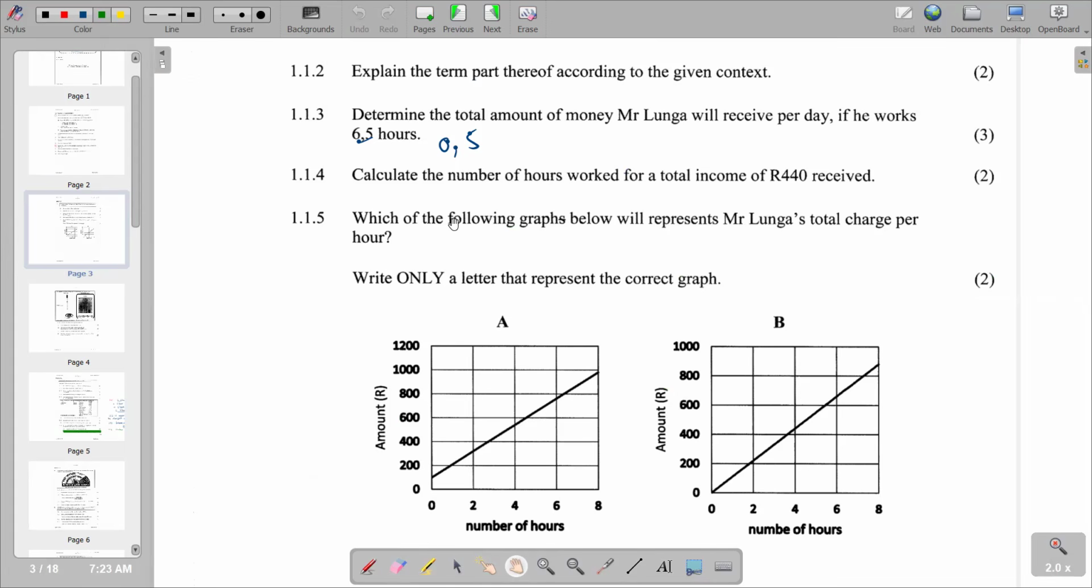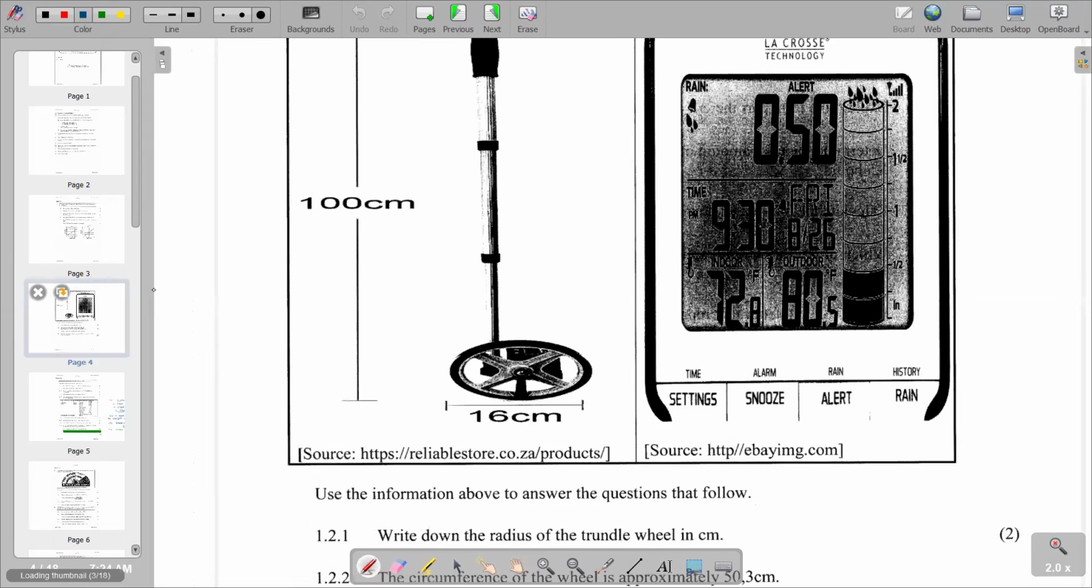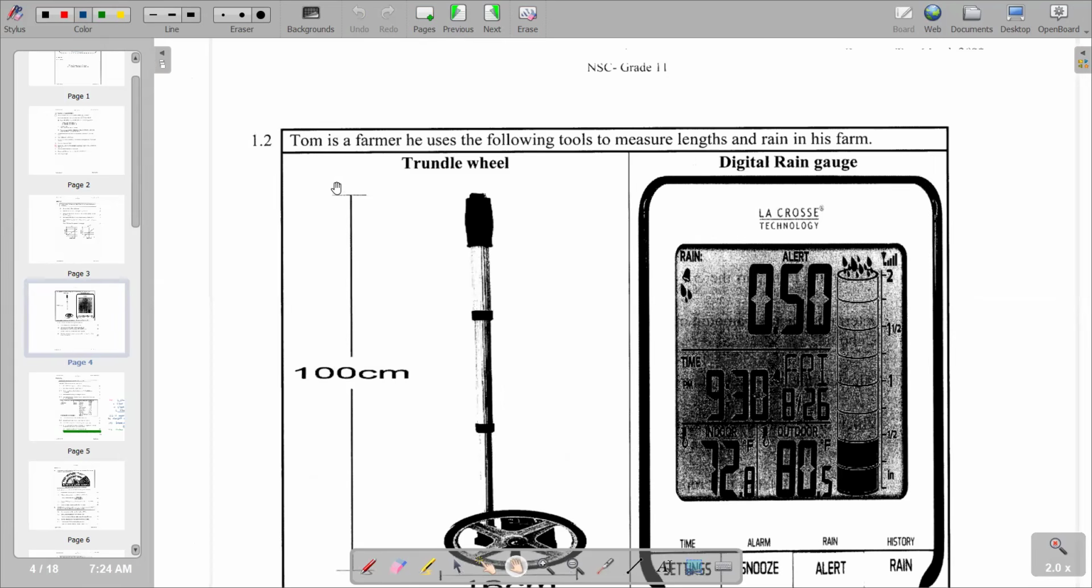So the total is going to vary directly with the number of hours. Basically we are saying there is a direct proportion. Remember, when there's a direct proportion, it is a mathematical comparison between two numbers where the ratio of the two numbers is equal to a constant value. We've got a constant value here of 110 rands. So the most appropriate graph is graph B. So graph B represents that. We go to the next part of our question, which is now question 1.2.